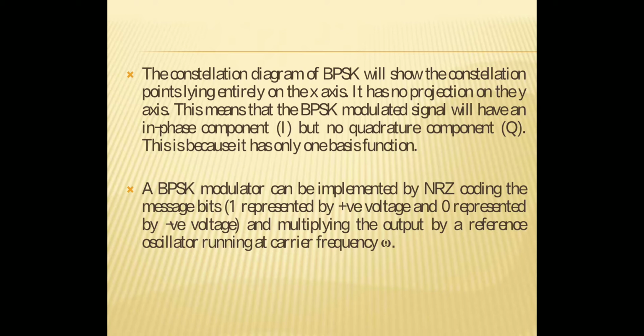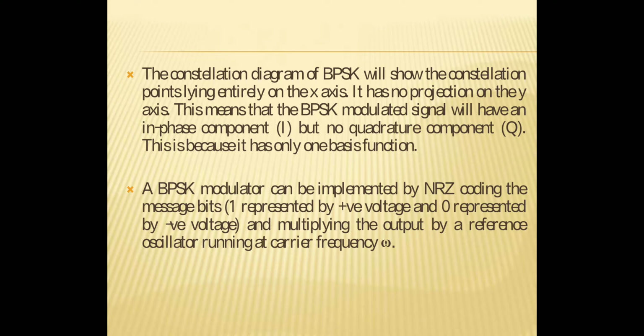The constellation diagram of BPSK will show the constellation points lying entirely on the x-axis. It has no projections on the y-axis. This means that the BPSK modulated signal will have an in-phase component but no quadrature component. This is because it has only one basis function.